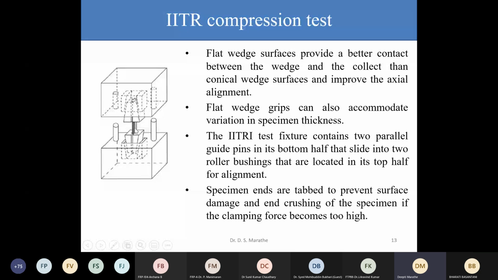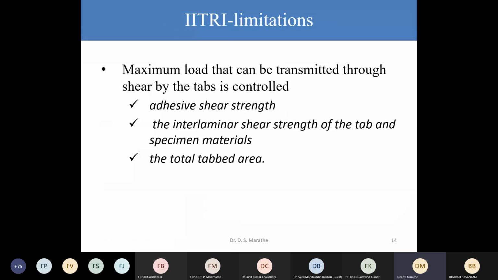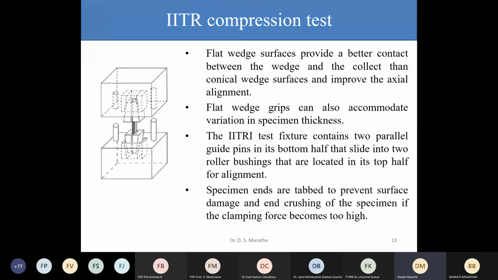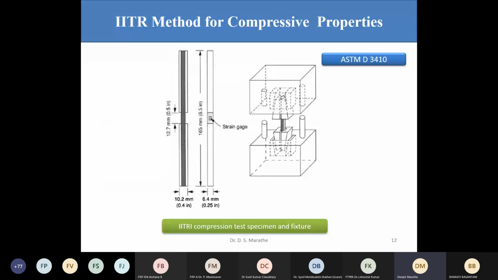So once this sample is loaded here, compressive load is given in this particular direction, and then the compressive modulus and the compressive strength are found out. Now, as in case of your tensile specimen also, I have these end tabs, and these end tabs are again adhesively bonded here. Always remember that whenever there is this adhesive bonding, there is going to be stress transfer taking place from these particular grips to the sample through this adhesive bond.